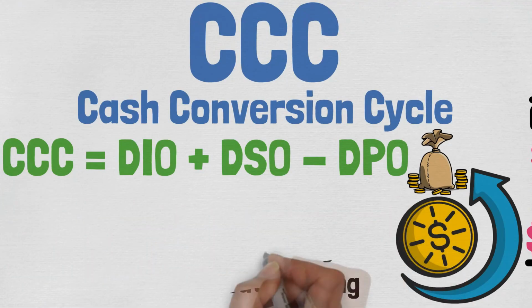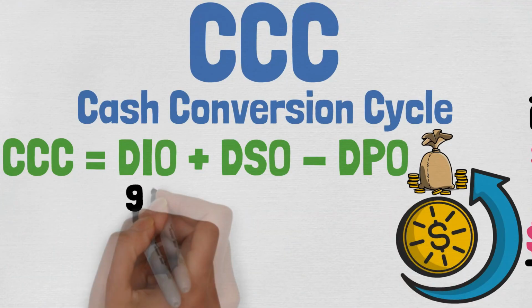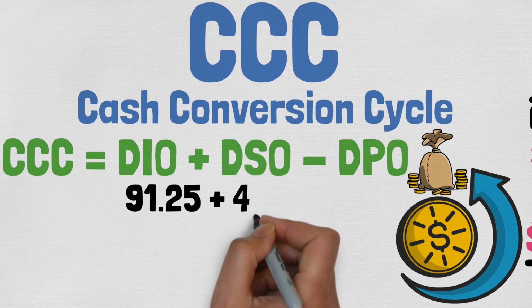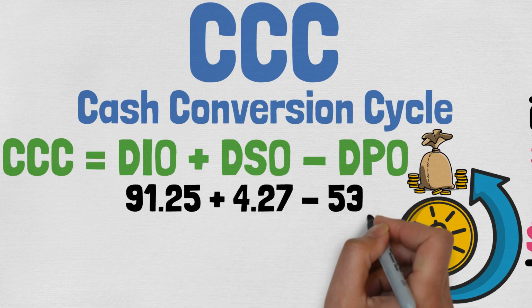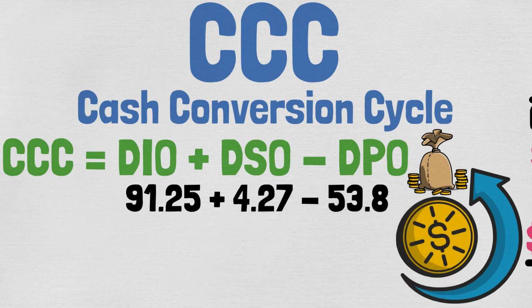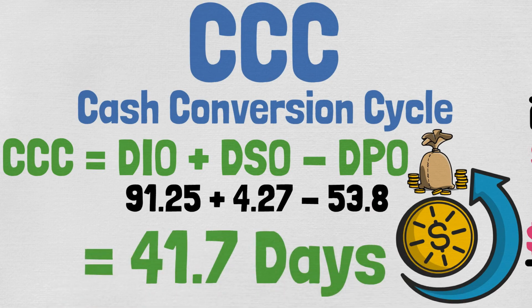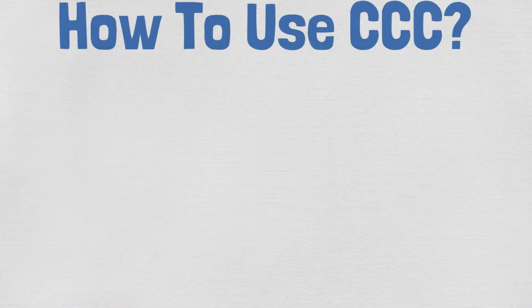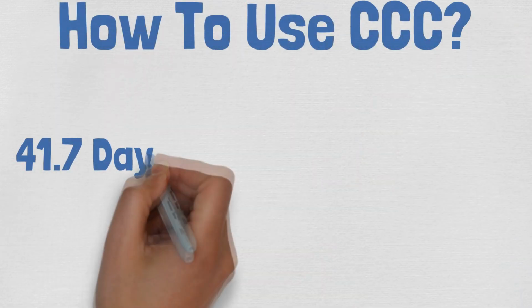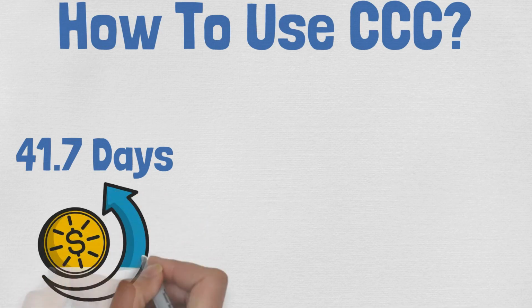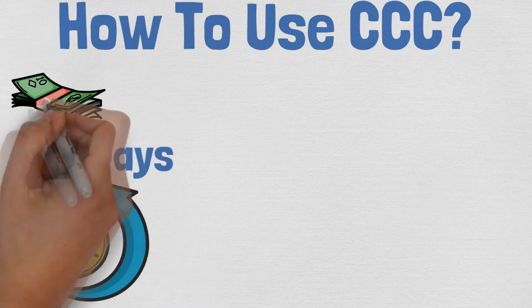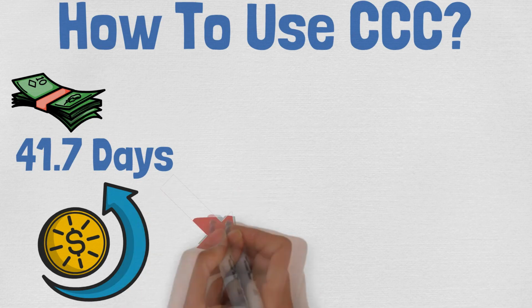Now we have all three values required for the cash conversion cycle. Intel's 2020 cash conversion cycle is 91.25 plus 4.27 minus 53.8, which equals 41.7 days. So what does this tell us? First of all, it tells us that it takes Intel 41.7 days to turn the cash investments in inventory into cash flow. The ratio is used to know how efficiently the company is managing the capital.